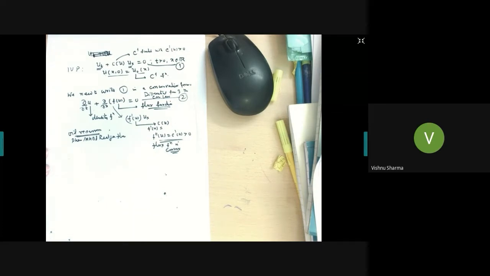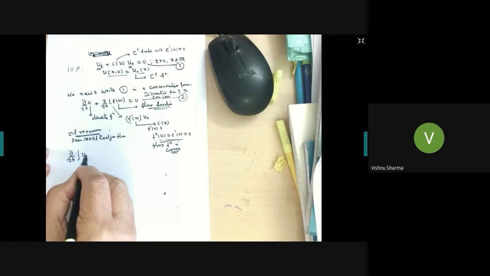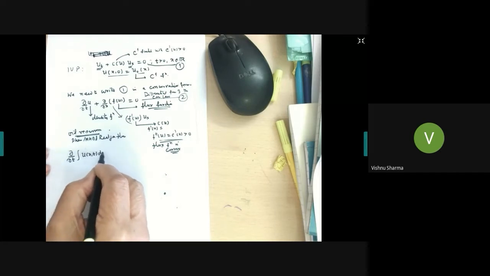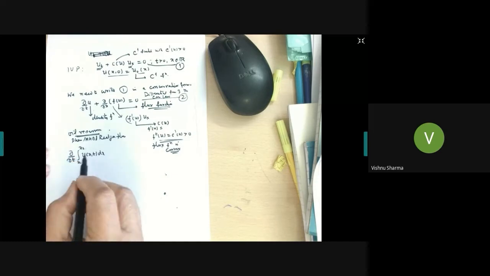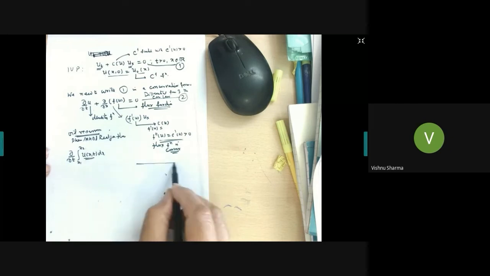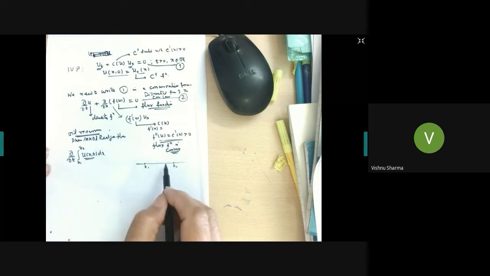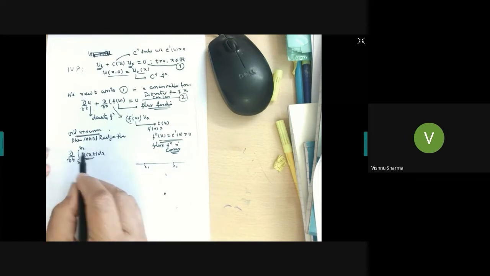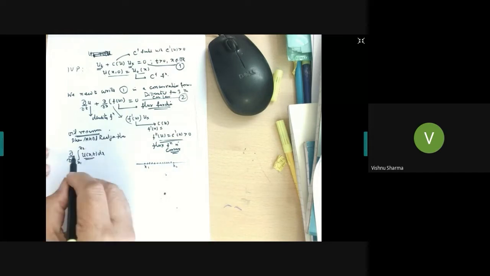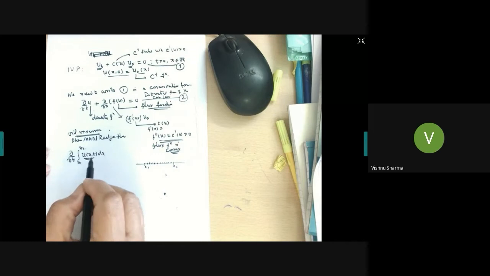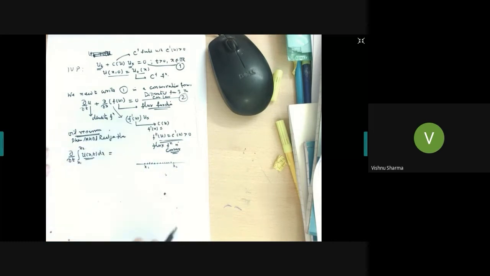Integral form means the conservation law in the integral form is this: the derivative of the integral of u(x,t) dx from, say, x1 to x2. If u is the density per unit length, then this integral from x1 to x2 is the total mass contained in this interval. Is that right? This says that the rate of change of total mass is balanced by the net flux.